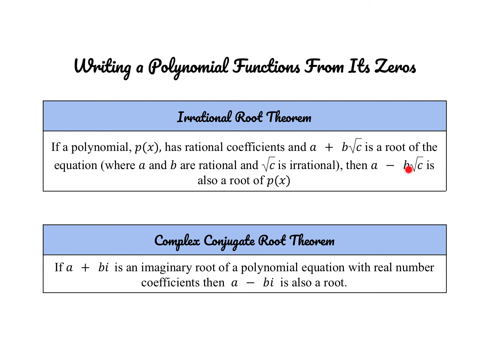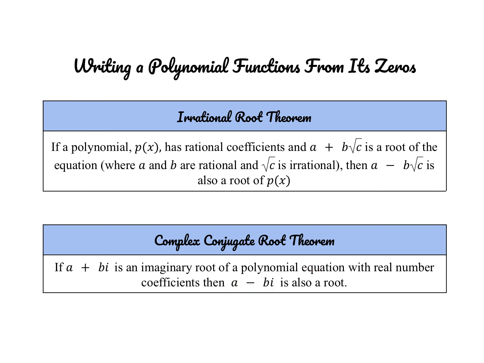So those irrational roots will always come in pairs. It's going to be a plus or minus b root c. Sometimes you'll only be given one of the zeros, but you have to know that if this zero exists, so does the other one. So you automatically have that second zero. And then the complex conjugate root theorem is very similar to the irrational root theorem. If a plus bi is one of the roots of your polynomial, then a minus bi is also going to be a root.